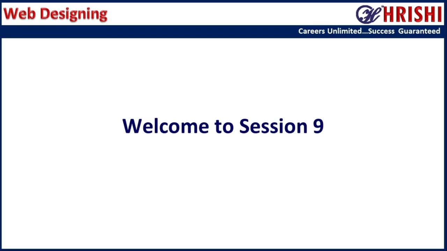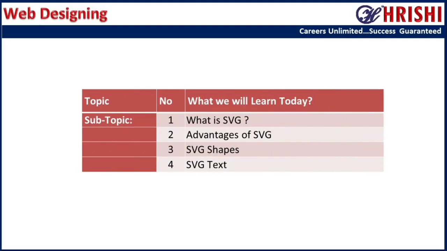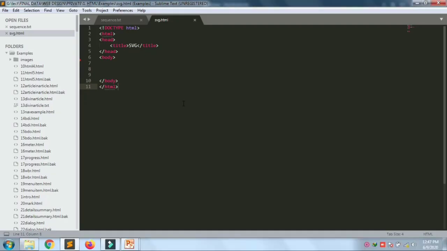Today what you will get to learn is what is SVG, advantages of SVG, SVG shapes and SVG text. So let's start with SVG topic. So what is SVG? SVG stands for Scalable Vector Graphics. It is a language for describing 2D graphics and graphical applications in XML. SVG is mostly useful for vector type diagrams like pie charts, two-dimensional graphs in an X and Y coordinate system.